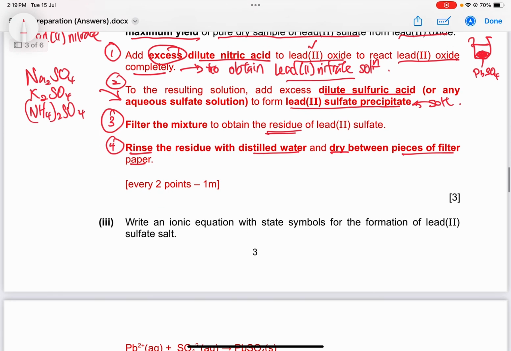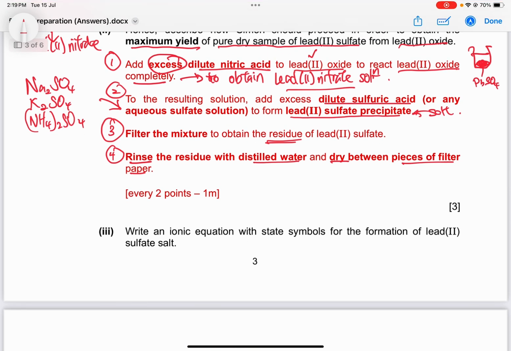Okay, last one. Write an ionic equation with state symbols for the formation of lead(II) sulfate salt. In general, I'm just going to show you the reverse engineering method. So I know lead(II) sulfate is an insoluble salt, so I'm just going to write PbSO4 solid. Now, I know that the 2 things I added at the start definitely must be on the left of the equals sign.